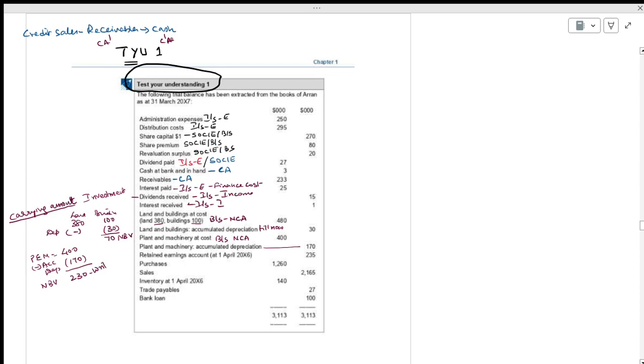We use different words, but all words are the same. Net book value, written down value, carrying amount. Don't get confused. All these names are the same, 100%. It will never change. Initially we call it written down value, but slowly and steadily we use the word carrying amount. Fine. Now, retained earnings.